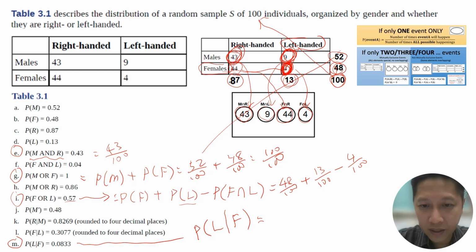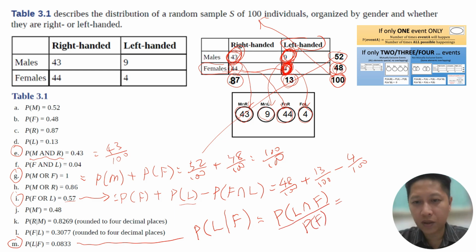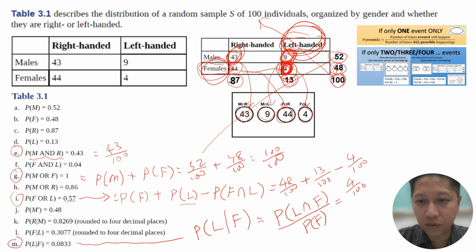It will be expanded to the probability of left-handed intersection with female, divided by the probability of getting the female. So now we're going to pull the numbers from the left-handed intersection female. The number is 4. So 4 over 100 individuals, the everything number, divided by the female probability. Female we have 48, divided by 100. So later on the number is 0.08.